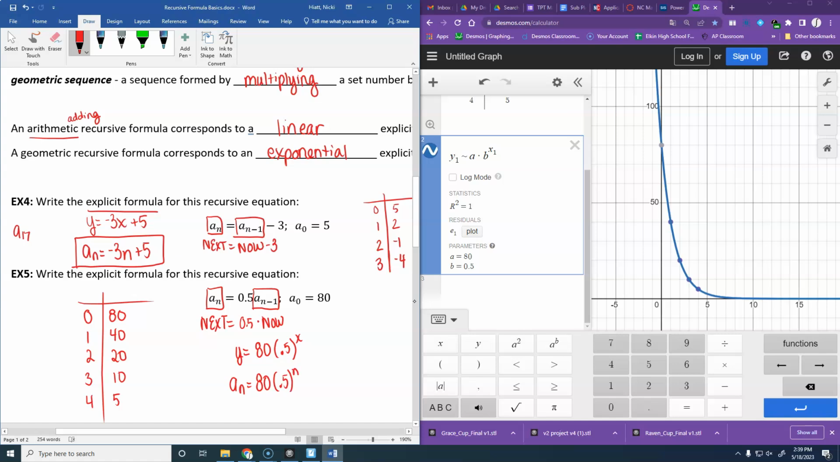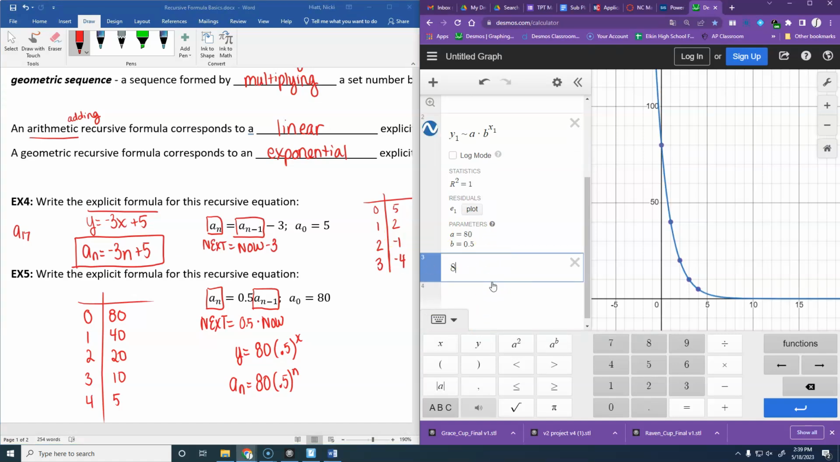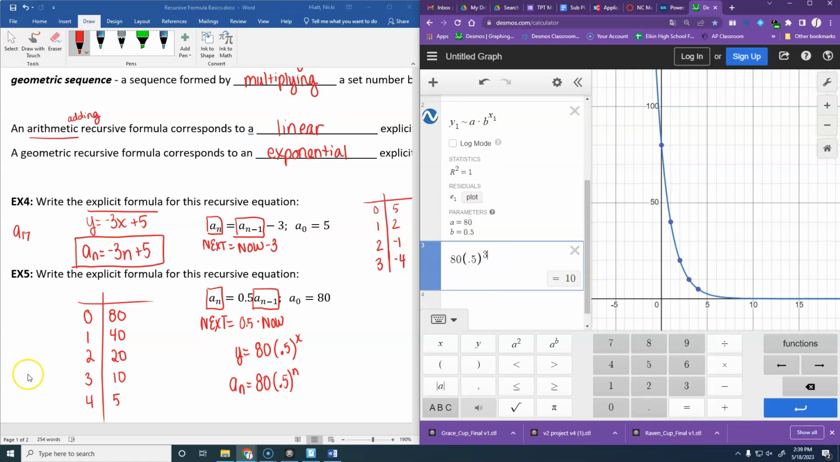And you can test this by plugging in some numbers. If we do 80 times 0.5 to the third power, you see we get 10, which is what we were supposed to get. Or if we do the fourth power, we get 5, which is what we were supposed to get. Now notice 80 is this number here, and the 0.5 goes here. That's always going to be the case as long as they give you a sub 0, but sometimes they don't. Okay, questions there?